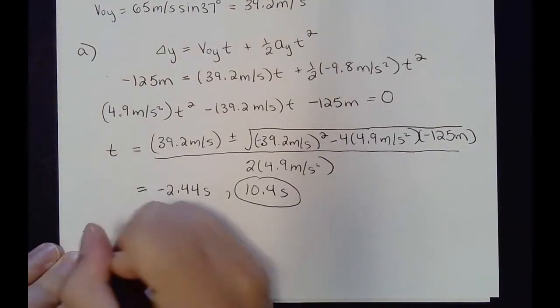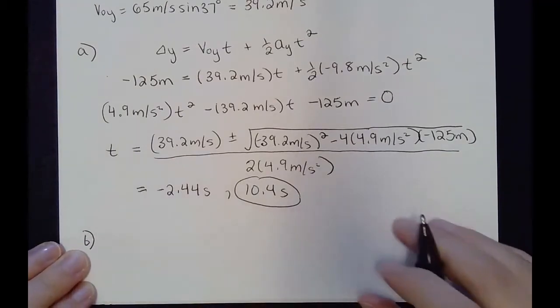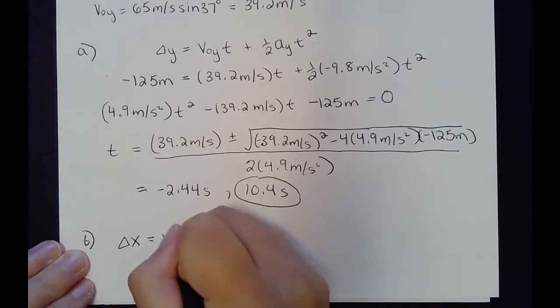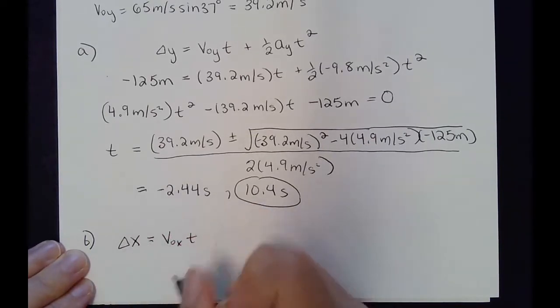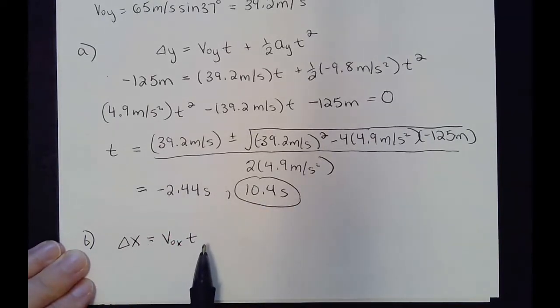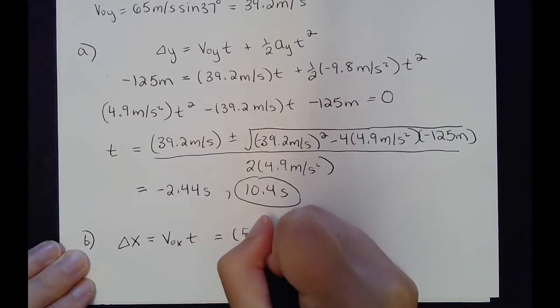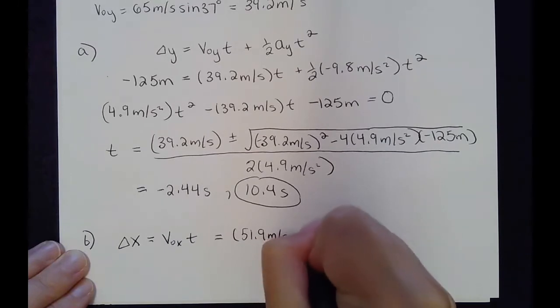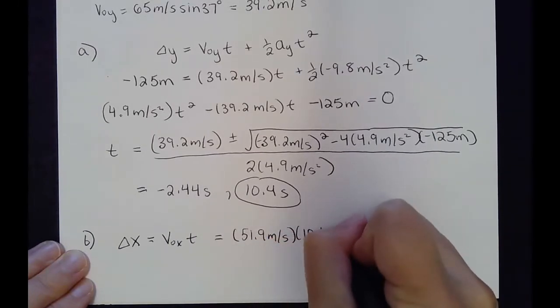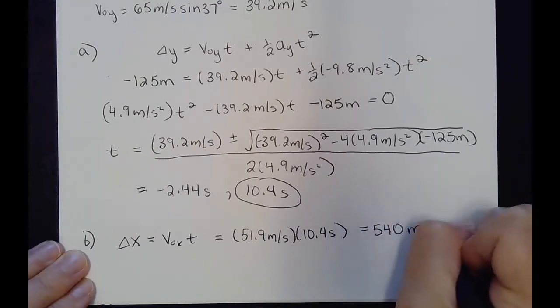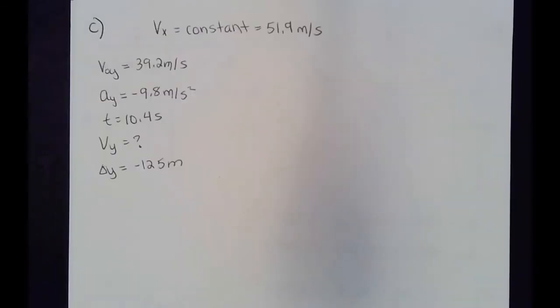We cannot use the range equation because delta y is not 0 overall. It doesn't return to the same height. But once we have the time, we really don't need it anyway. Delta x is v naught x t. So it's nice and easy to just find the range here, 51.9 meters per second times 10.4 seconds, which gives 540 meters for the horizontal displacement.